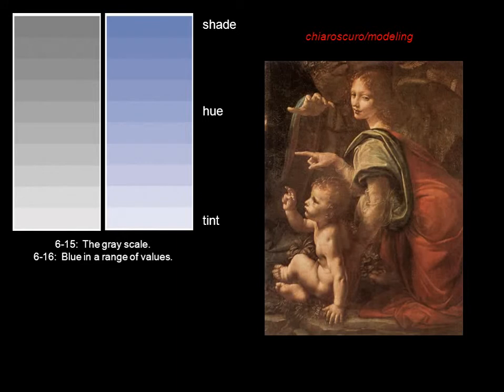And you can see that when we look at this detail from the Louvre version of the Madonna of the Rocks. We see the Christ child on the ground, blessing, and we see the kneeling angel Uriel. Now you can see several places where the artist is using chiaroscuro, or modeling here. Look, for example, at the drapery on the angel.